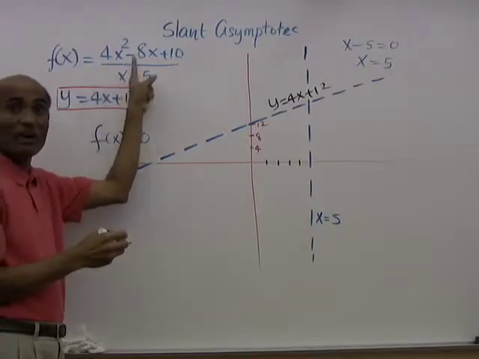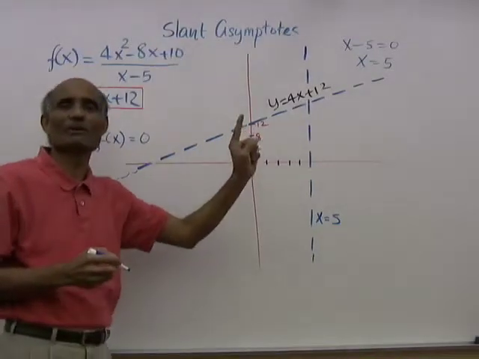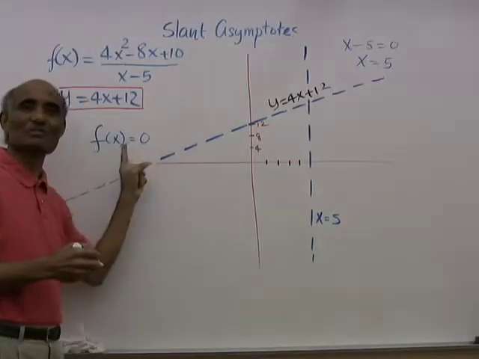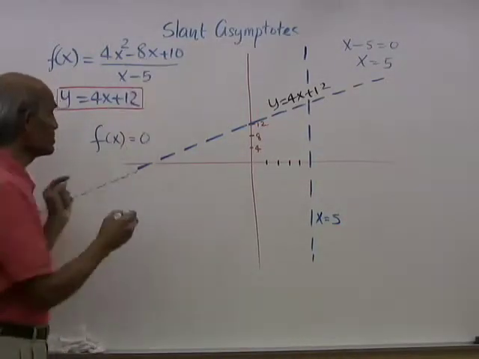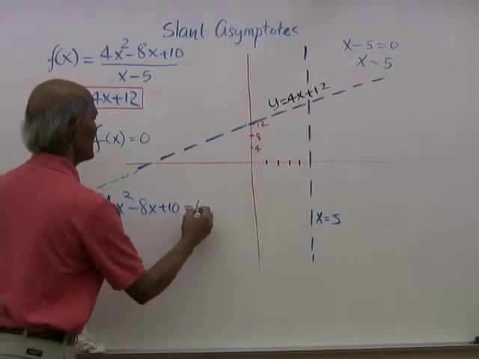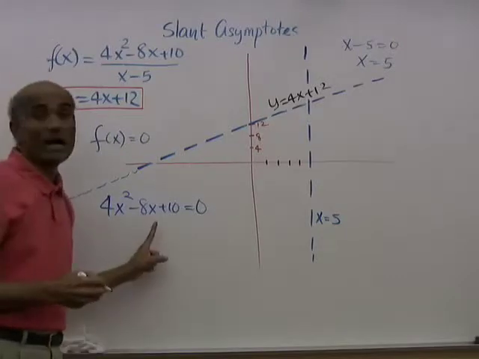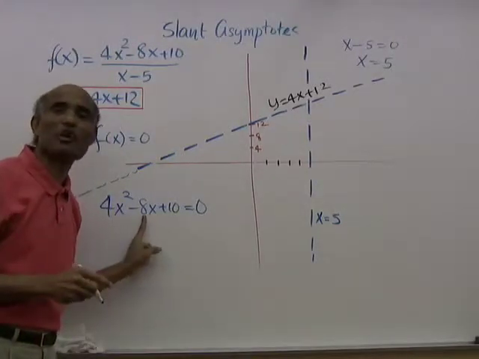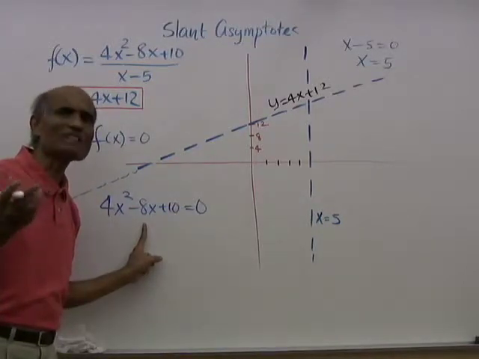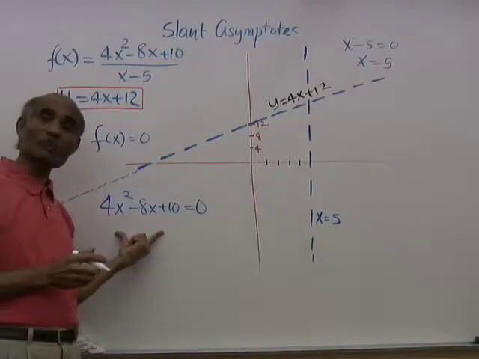Well, when you set the function equal to 0, tell me, when does a rational expression become 0? A rational expression becomes 0 when its numerator is 0. So f of x becomes 0 when its numerator is equal to 0: 4x squared minus 8x plus 10 equal to 0. Can you solve this equation? Now, I will show you in a while how to solve equations like this on the calculator, on a TI-84 or a TI-83 Plus. Or you can use the quadratic formula to solve this.